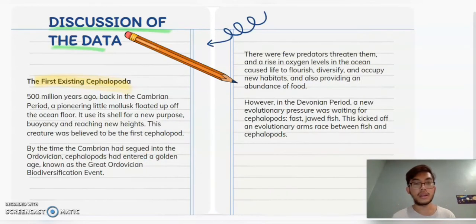So our discussion is that the first existing cephalopods existed around 500 million years ago during the Cambrian period. It was a little mollusk that floated up off the ocean floor and they used the shell for buoyancy and reaching new heights. This creature was believed to be the first cephalopod, according to studies. By the time the Cambrian had shifted to the Ordovician period, the cephalopods had entered a golden age, also known as the Great Ordovician Biodiversification Event.